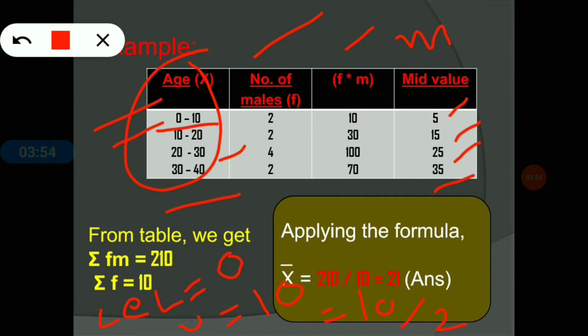And now going to the third column, where we can calculate the fm.